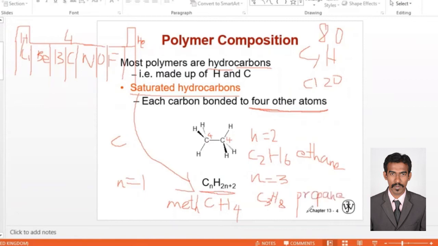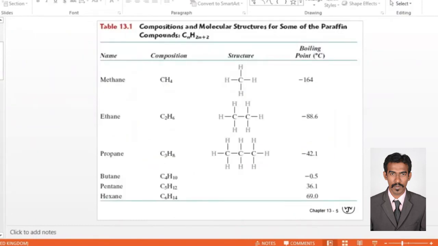Similarly, you can keep increasing n and replacing in this formula, and you will get different compounds. If you put 4, you get C4H10, which is butane. If you put 5, you get C5H12, which is pentane. It keeps on increasing. If all bonds of the carbon are to 4 other atoms, it is called a saturated hydrocarbon.